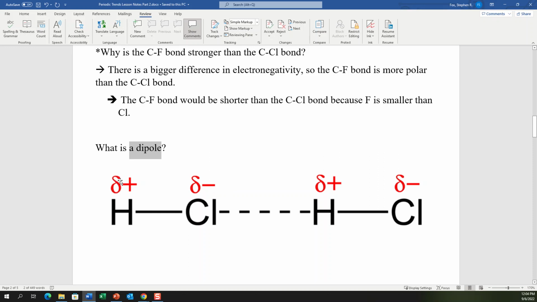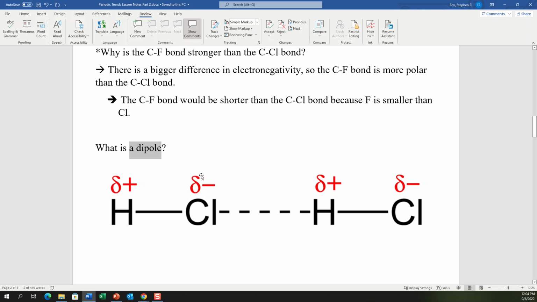This little symbol here means a partial charge because it wasn't a complete transfer. If the hydrogen lost the electron and the chlorine gained the electron, it wouldn't say partial negative, this would say -1, and this would say +1. But since it's not a complete transfer, it's just an unequal sharing of electrons, this has a partial negative and this has a partial positive.